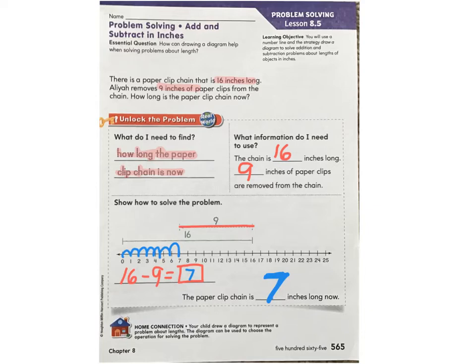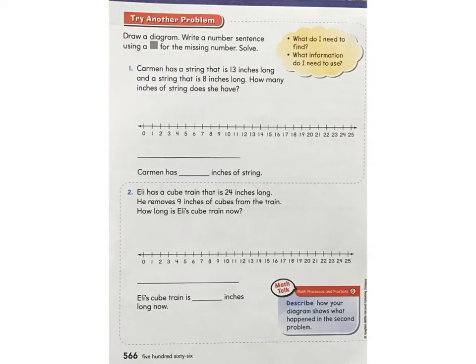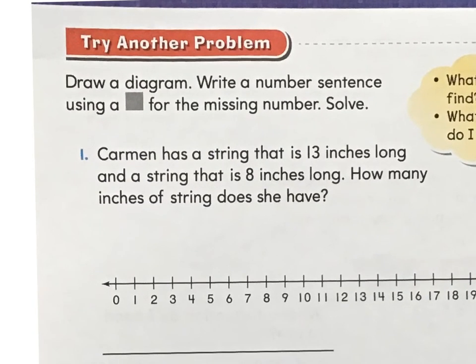Let's turn to page 566. All right, boys and girls, we're now on page 566. Let's look at the top of the page. We are to draw a diagram and write a number sentence that uses an empty box for the missing number that we don't know in our number sentence. And then we have to solve that number sentence.